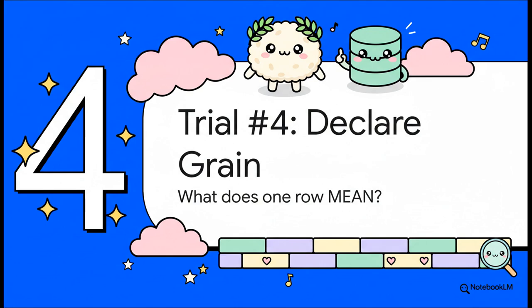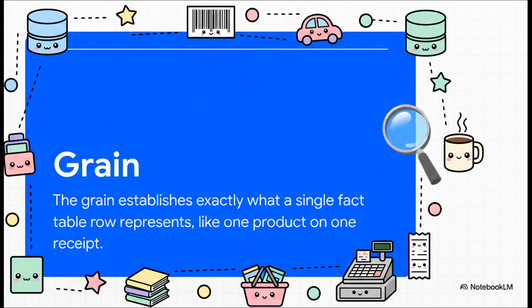Okay, I need you to focus in, bestie, because this next trial is one of the most important ones. It is the foundation of every single fact table. We need to declare our grain. I know it sounds serious, but it's actually a really simple and powerful idea. So what even is the grain? Well, it's basically a simple promise we make about our fact table. It's a clear statement that says, one row in this table means exactly this one thing. For example, maybe one row represents a single product scanned at a cash register. That's the grain. It defines the level of detail for all our measurements.